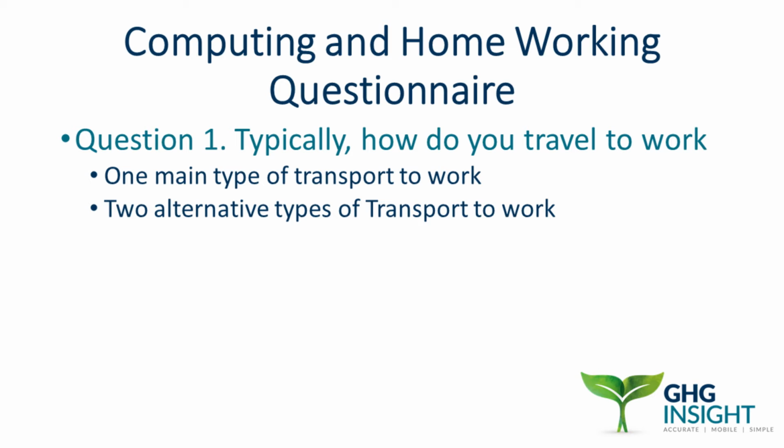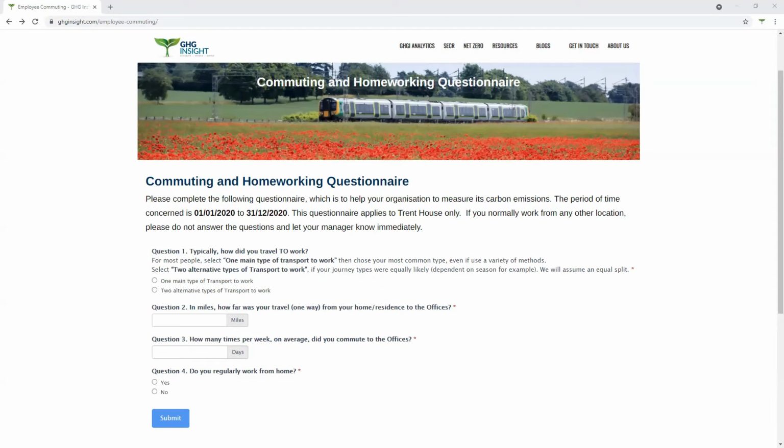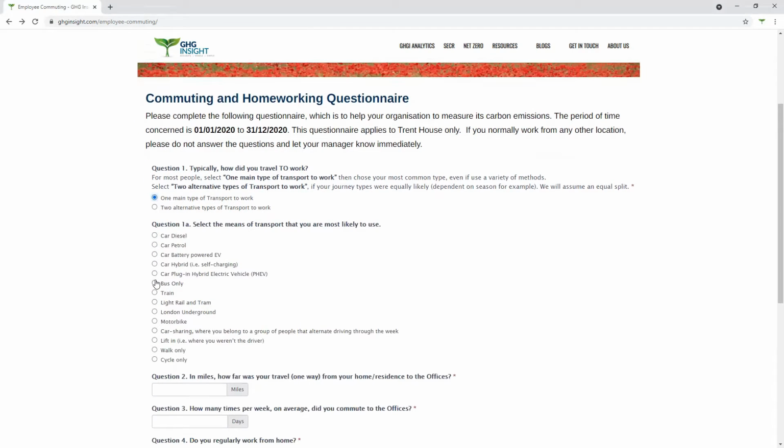However, some people have journey types that are equally likely, perhaps dependent on the season. For example, by car in winter and by motorbike in the summer. If your journey to work fits this pattern, then select 2 alternative types of transport to work. To begin with, I will select the first option, one main type of transport to work. This opens a list of travel options, 2 of which are worth special note.